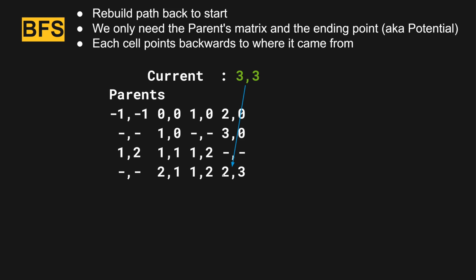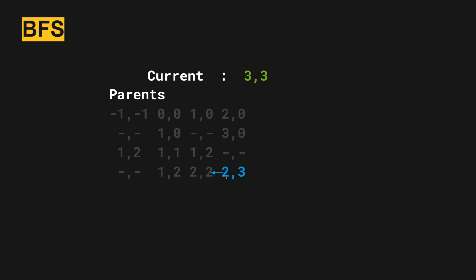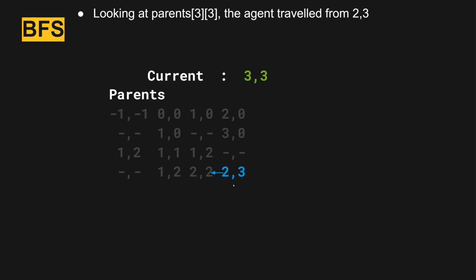So to get to 3, 3, we came from 2, 3, which is over here. So which direction we traveled here is west. So starting at 3, 3, we're going to go back to 2, 3. And the direction that we traveled to get from 2, 3 to 3, 3 was west.